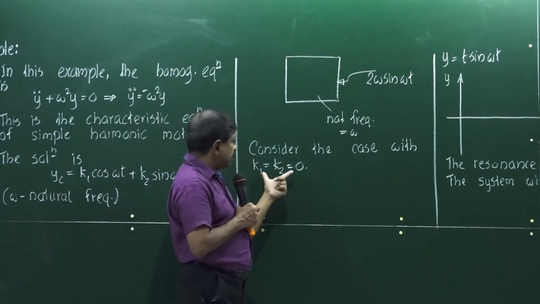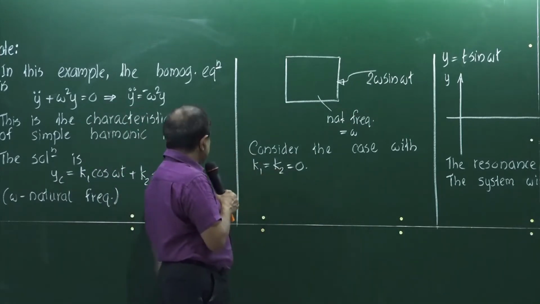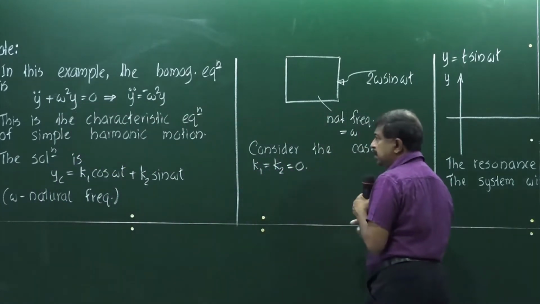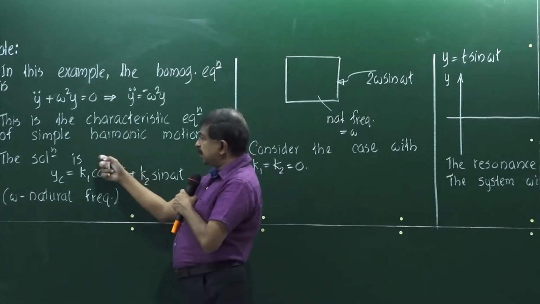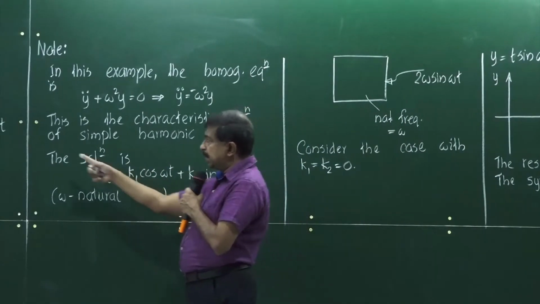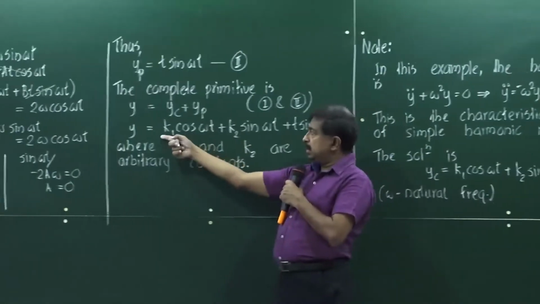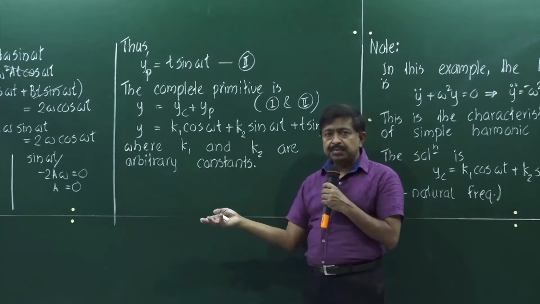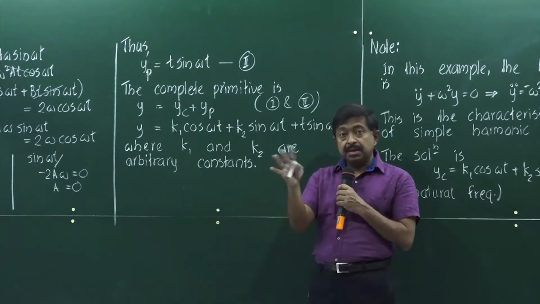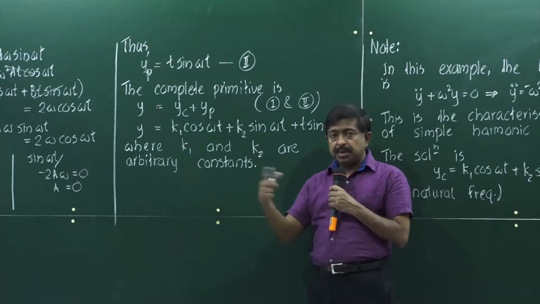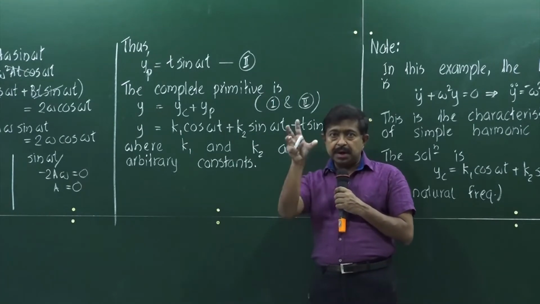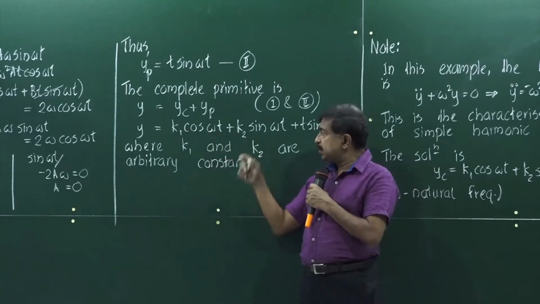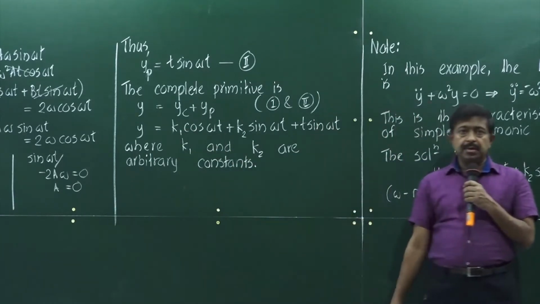Consider the case where k1 is equal to k2. What is the solution? Now, k1 and k2 are 0, but this is a complementary function. If you go for the particular integral, the complete primitive, these two are 0. I took 0 for the sake of simplicity. You can even put some values, but then there will be some algebra. You have to do some algebraic and trigonometric manipulations to write it as one function. So just to get rid of that, I can take these two as zeros. So this is what you get, t sin omega t.